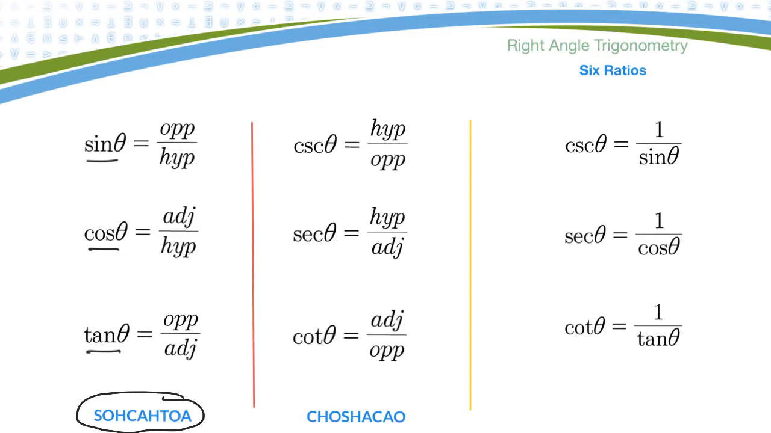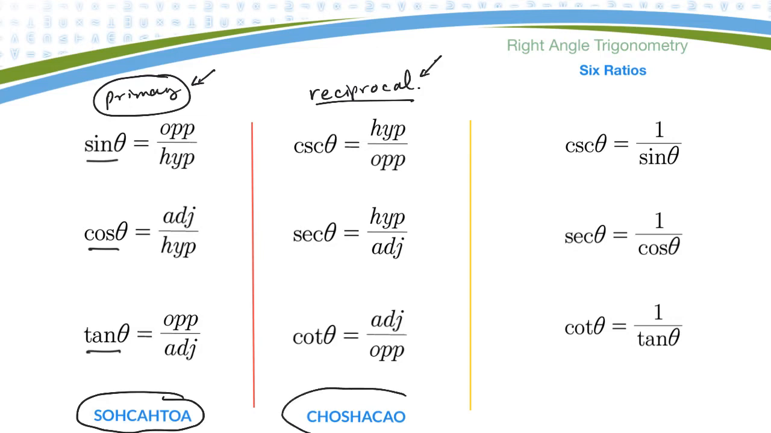There's also reciprocal ratios. So these ones we call the primary ratios, and these ones are the reciprocal ratios. And reciprocal ratios aren't used a ton. I guess they're used quite a bit, but typically on your calculator you've got sine, cosine, tan buttons. You don't have a cosecant, secant, and cotangent button. So that's why these ones are called the primary. These are reciprocal. They have their place, but they're not used as much. If you want to remember those ones, they're cho, sha, cow.